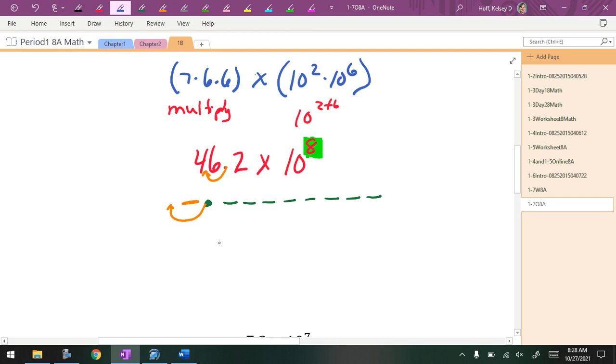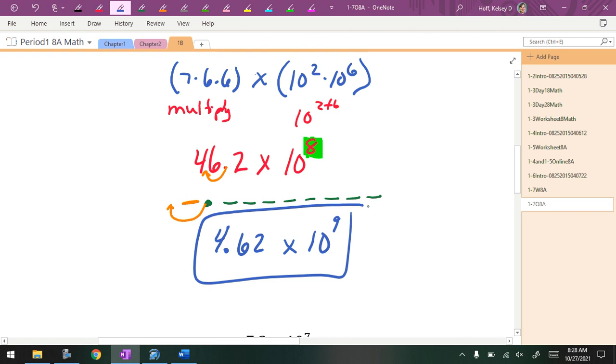Caitlin. My exponent's going to be 9. What's my first number? Very good. And how did you get to the 9th? Very good. We counted those dashes. We end up with 9 dashes.